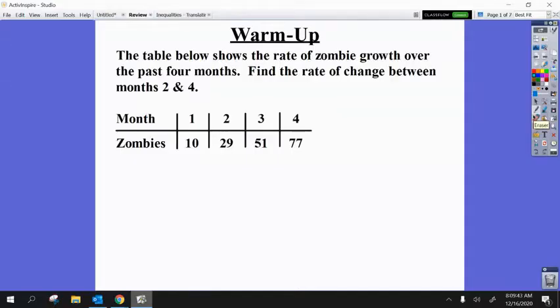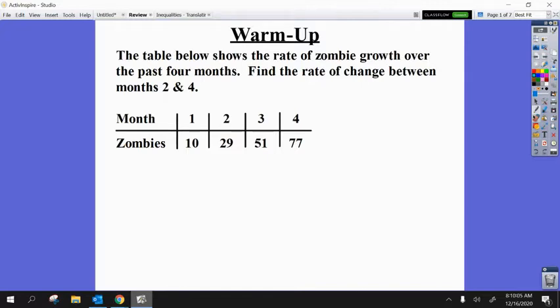Here's a warm-up. If you'd like to pause this video right now and try this question, you could then unpause it and see if you got the same answer. I'll read it for you. It says the table below shows the rate of zombie growth over the past 4 months. Obviously, I made this question up. Find the rate of change between months 2 and 4. So if you want to pause, now is a good time to pause.